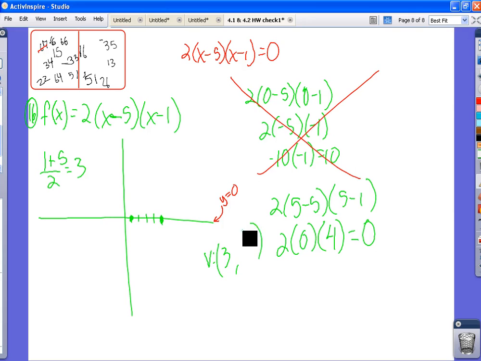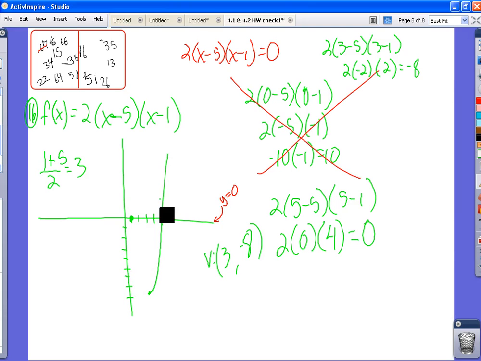And how are we going to find the y value? Plug it in. Yeah, you plug 3 into the function. So 2 times 3 minus 5 times 3 minus 1. 2 times negative 2 times 2 equals negative 4, times 2 is negative 8.